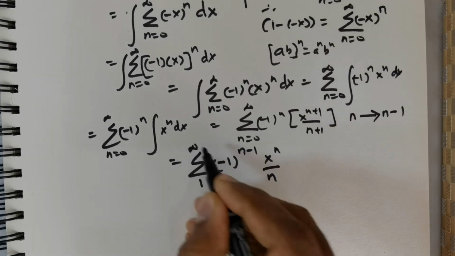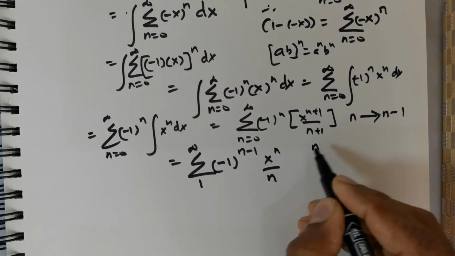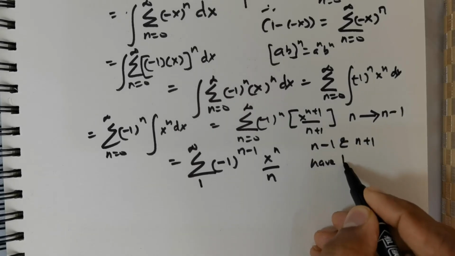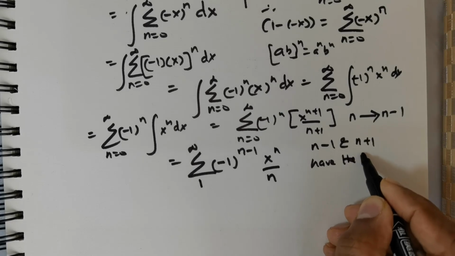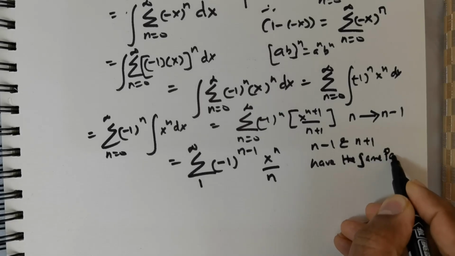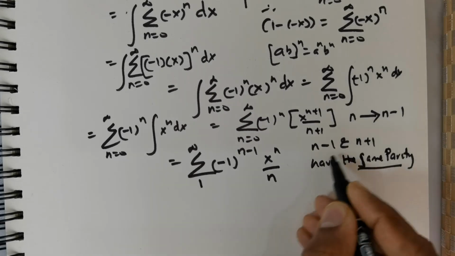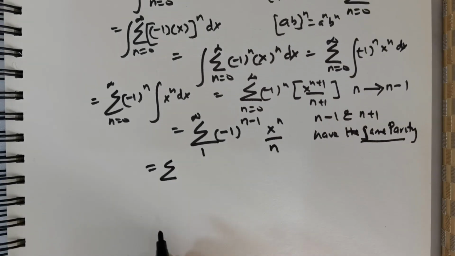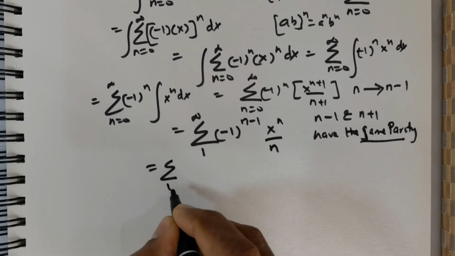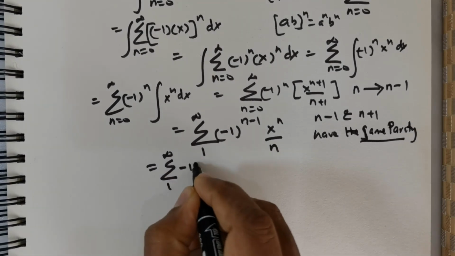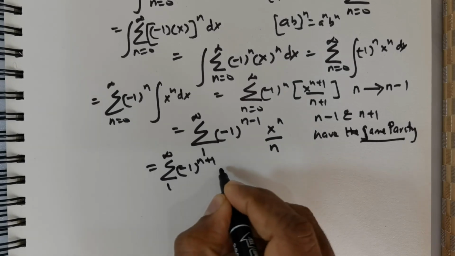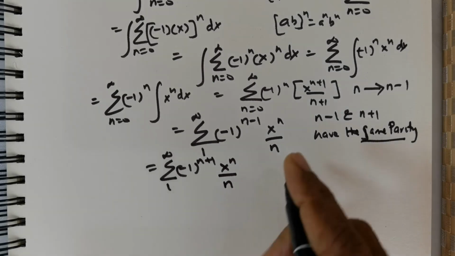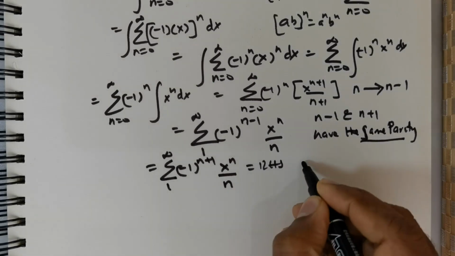Now this goes to infinity. A very important step: n - 1 and n + 1 have the same parity, so they will take the same value. So I'm going to replace this as the sum from n = 1 to infinity of (-1)^(n+1) x^n divided by n. Now this is nothing but the right hand side, hence proved.